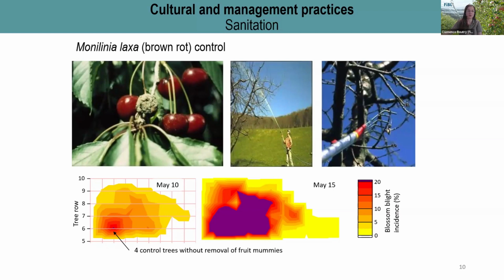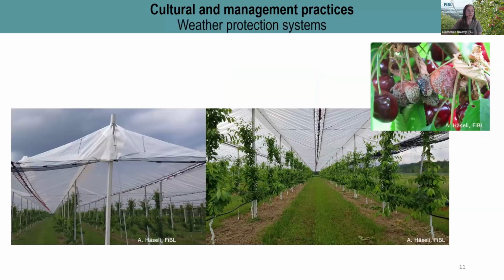Now, of course, it's tricky to remove all mummies, so it's really time intensive, I would say. Another preventive measure belonging to the cultural management practice is using weather protection systems, so you can cover your trees to protect them from precipitation, as most fungal diseases need leaf wetness to germinate and then infect the tree. Here again, I have the example for stone fruit. So on cherries, covering is a preventive measure against fruit rot, Monilia fruit rot.